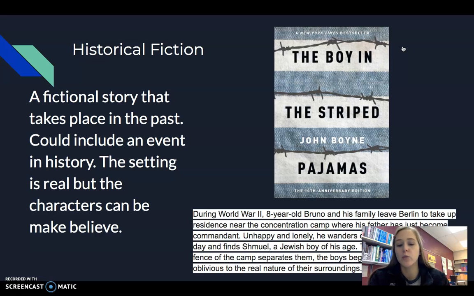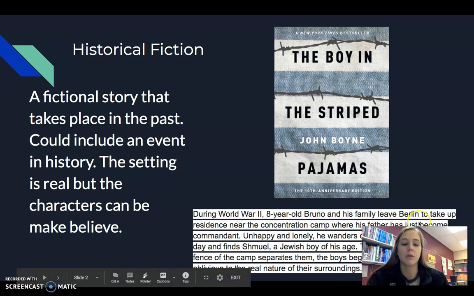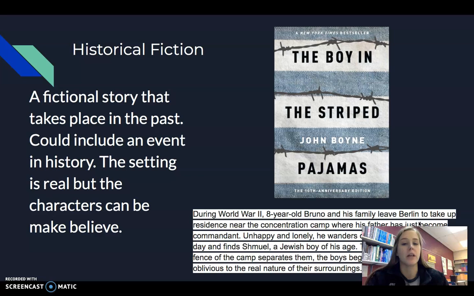As it says at the bottom, during World War II, 8-year-old Bruno and his family leave Berlin to take up residence near the concentration camp where his father has just become commandant. Unhappy and lonely, he wanders out behind his house one day and finds Shmuel, a Jewish boy of his age. Though the barbed wire fence of the camp separates them, the boys begin a forbidden friendship, oblivious to the real nature of their surroundings. So we've got a real historical event, World War II. We have a real place, Berlin, but the characters in this story are make-believe, which makes this historical fiction. Right now, you need to go over to your notes and fill in anything that is missing for this genre.